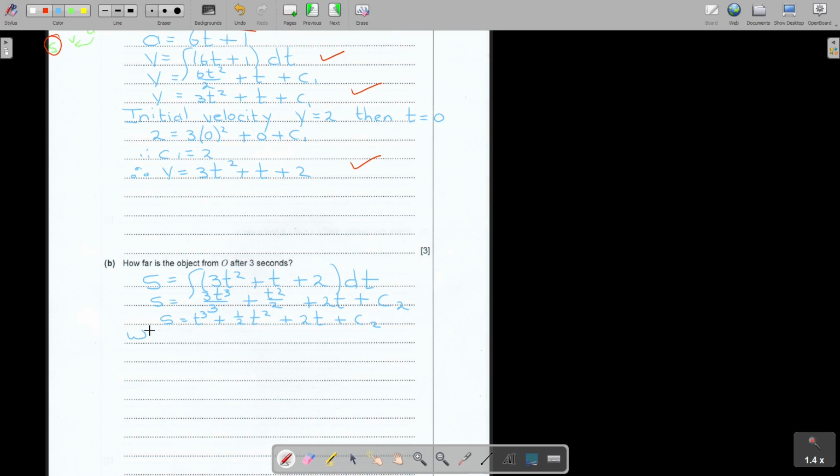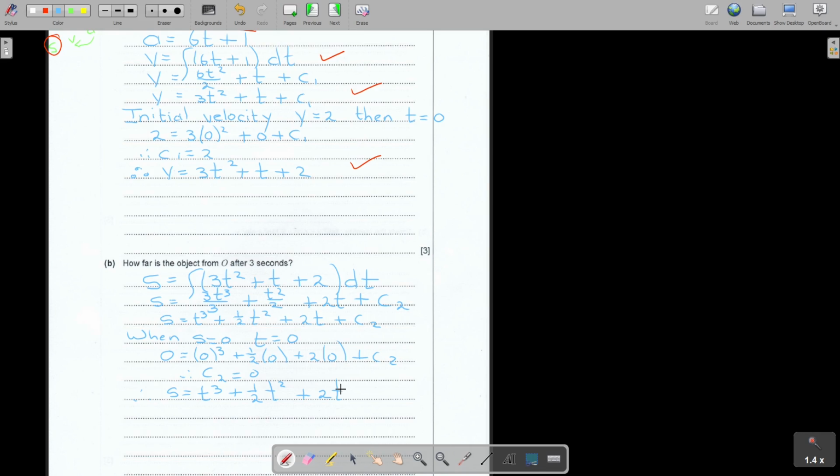Now, when the distance is 0, the time is also 0. So if I put in 0 and I put in 0, 3, and I put in a half 0 and I put 2, 0, I'm just showing you C2. So therefore C2 is 0. So actually my formula for distance is just going to be t to the power of 3 plus a half t squared plus 2t because it's plus 0.